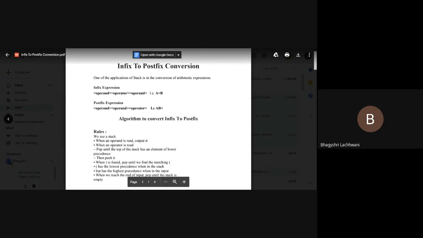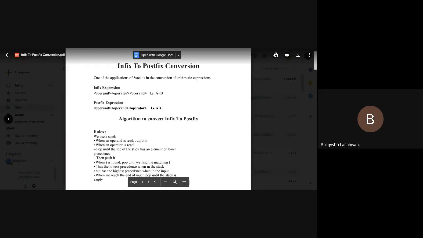First of all, what are infix expressions? An infix expression has a syntax where between two operands, there will be an operator. Like here we can see A plus B. A is operand 1, B is operand 2, and plus is an operator. So between two operands, there will be one operator. And what is a postfix expression? First, the two operands will come, that means operand 1, operand 2, and then the operator will come. So AB plus will be considered the postfix expression.